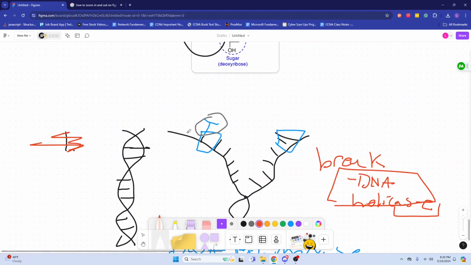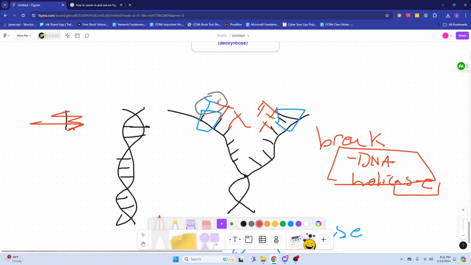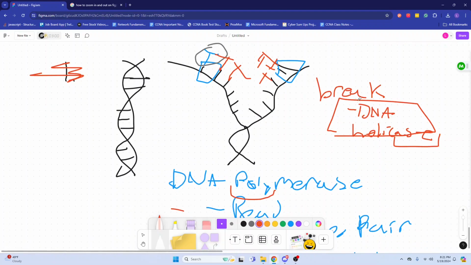So again, we're going to read this. We're going to bring in the base pair. We're going to attach it. This is happening on both sides. We're bringing something in, we're attaching it, bringing something in, attaching it. So this is also happening at the same time. This is going down in both directions.